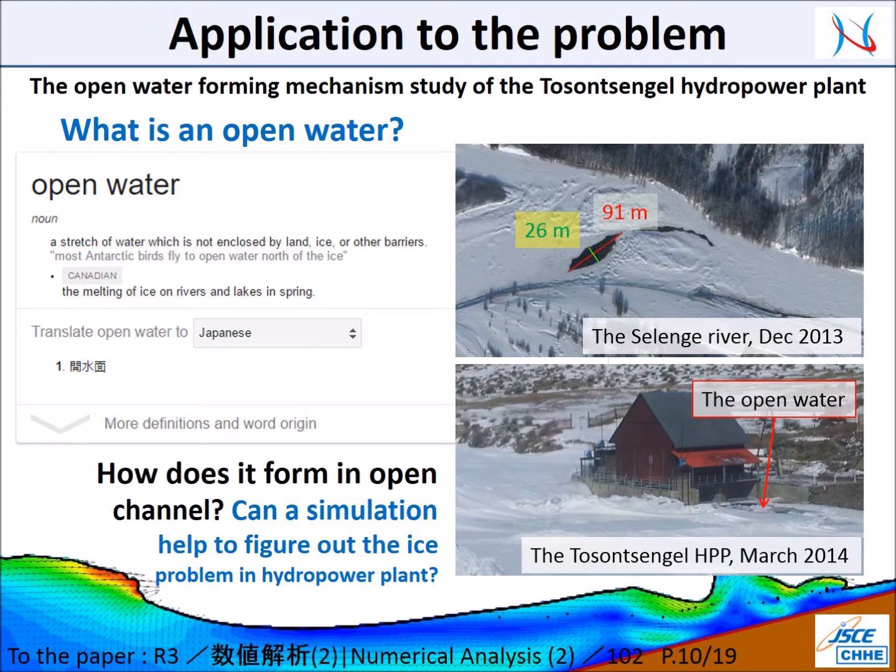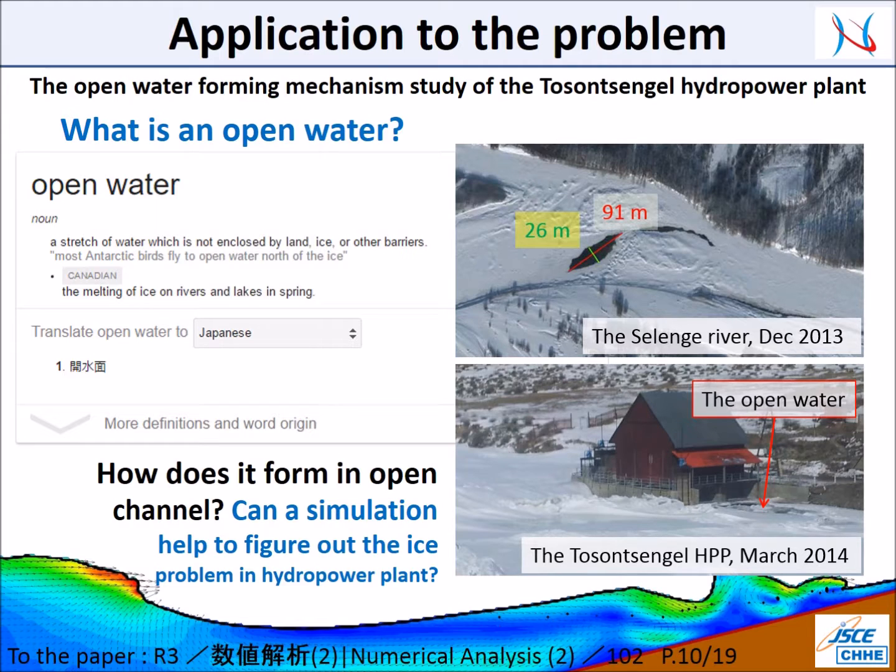What is open water? Google says open water is a stretch of water which is not enclosed by ice. So our research question is, how does open water form in open channel flow? Can a simulation help to figure out the ice problem in a hydropower plant?